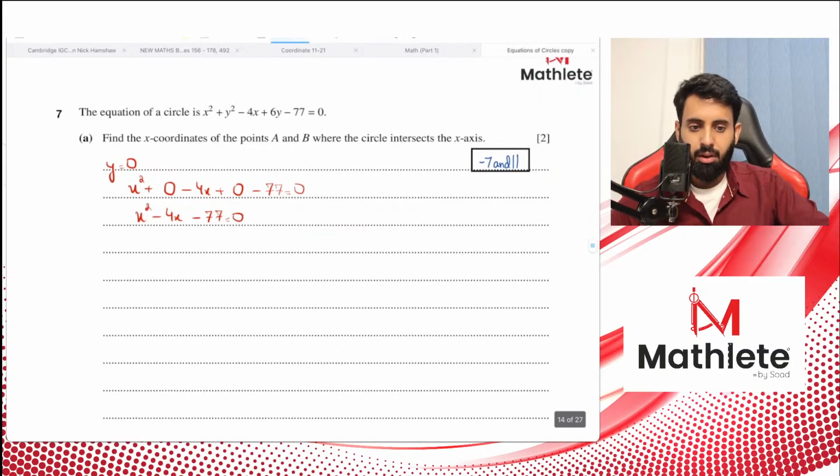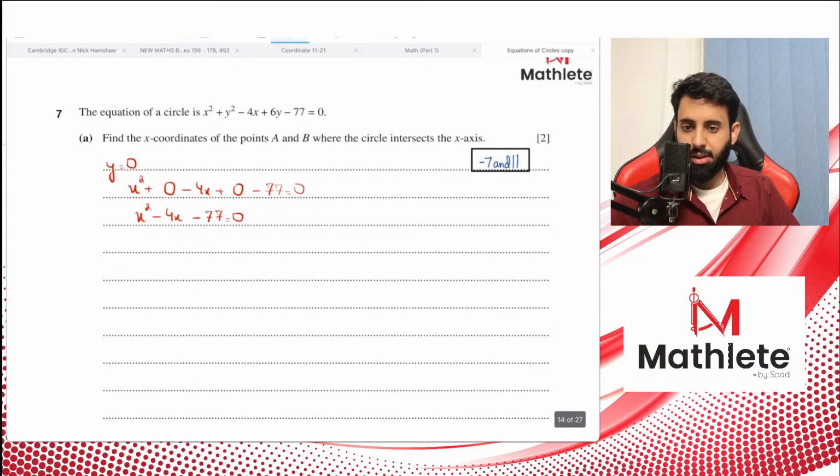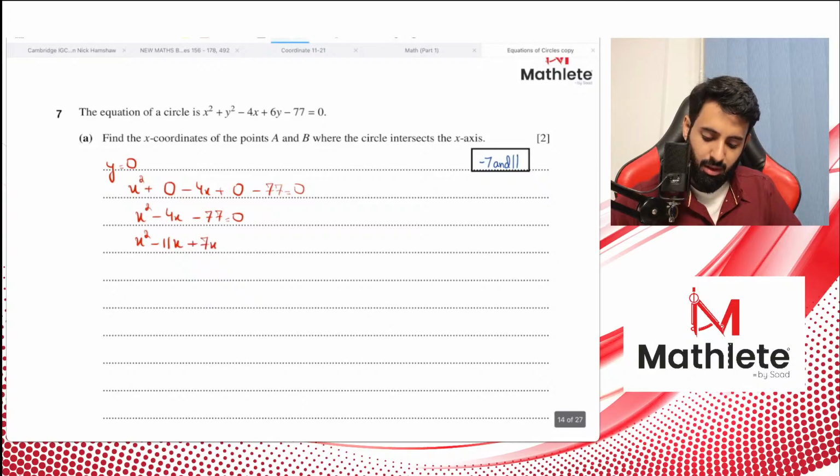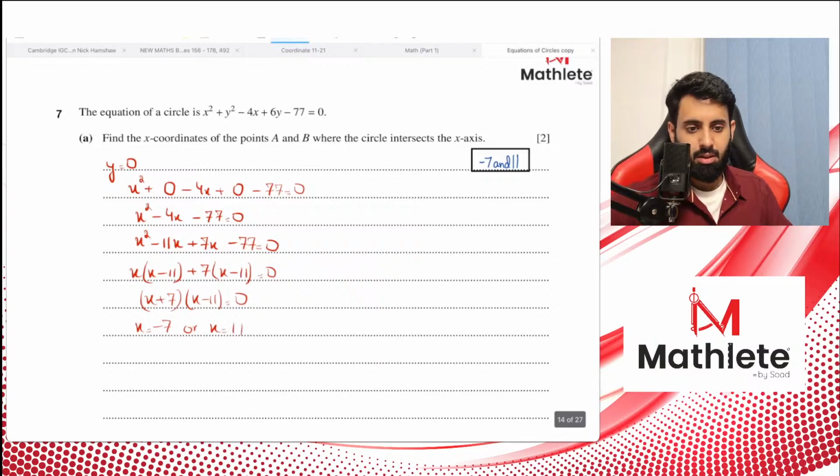So what can we do here? We can do middle term breaking, or if you want to save some time, if you're lazy like me, you can use your calculator. But whatever you use, make sure that you show your working here. Factors of 77 that leave you with minus 4 are minus 11x and plus 7x. So x squared minus 11x plus 7x minus 77 equals 0. We factor out x, and then we have x minus 11. Then we factor out 7, and we have x minus 11 again. So now we have (x plus 7)(x minus 11) equals 0. So x equals minus 7 or x equals 11. That's the answer.